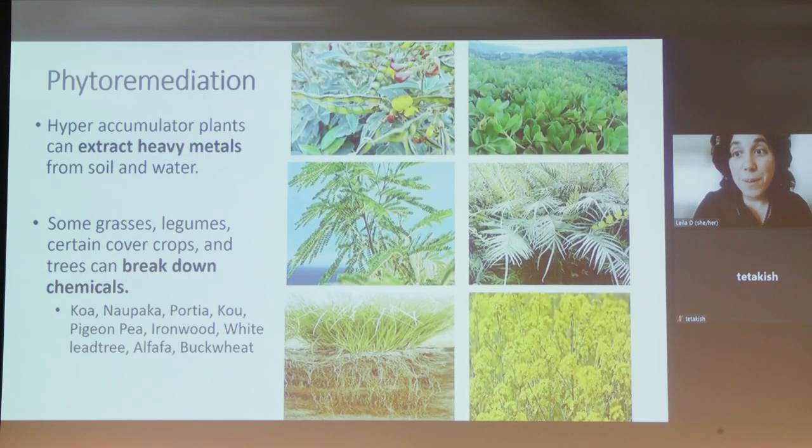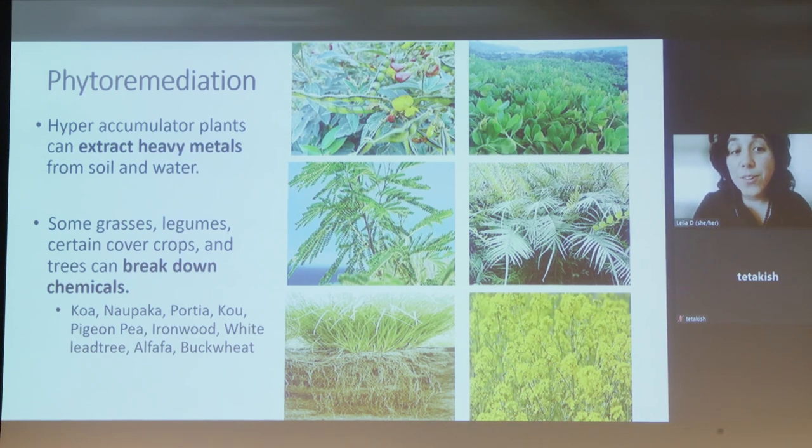Now, moving into phytoremediation, that is where we work with plants to do a variety of things in terms of healing the land. There's one element with plants where we use them to hyperaccumulate, which is to extract heavy metals. And not all plants are good at this, but there are some that are really good at pulling up different heavy metals, like a solar-powered vacuum cleaner for the soil. And they can do that in both soil and water.